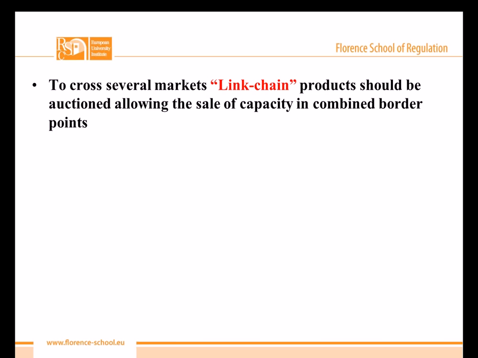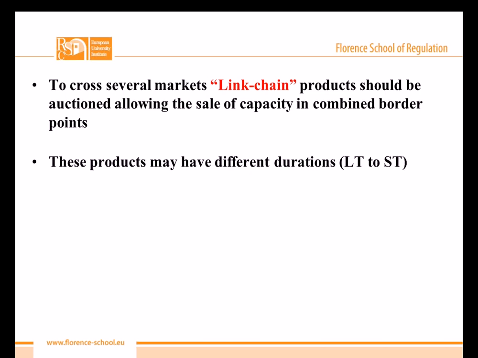First, to get secure supply, I think that we need to get crossing markets products. If I want to cross three countries, I should be able to buy it in a single shot. It is called link chain product. It will avoid me getting the first country and the third and not the second, which would impede trade across countries.